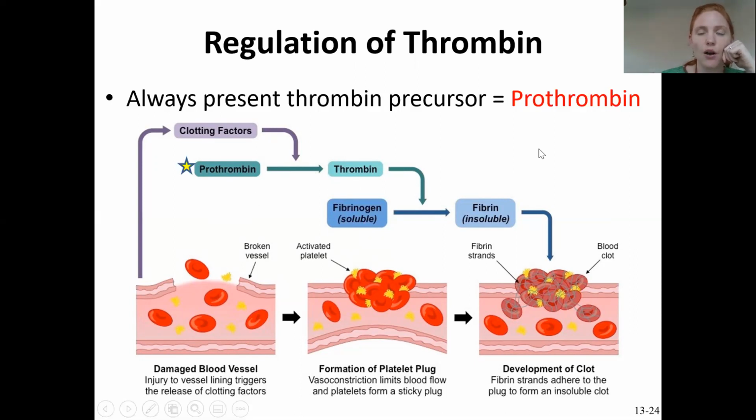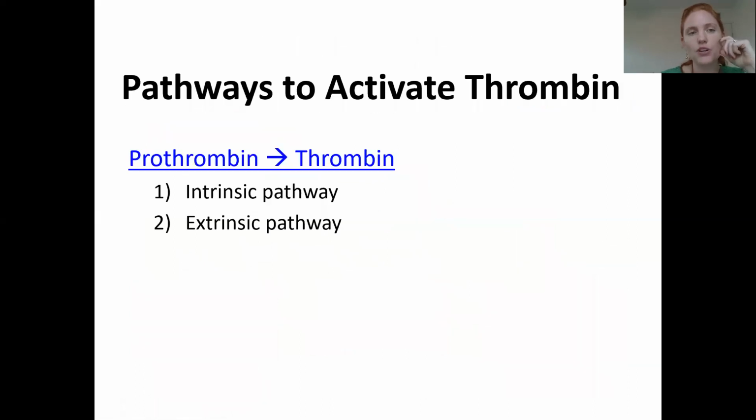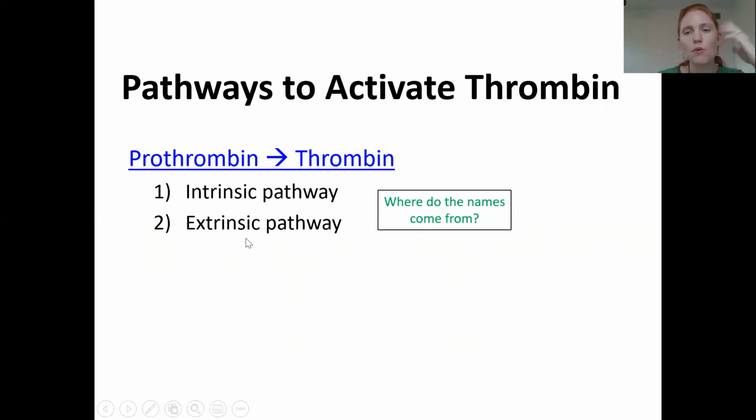Now, the way to activate prothrombin into thrombin, there are two pathways. They are called the intrinsic pathway and the extrinsic pathway. So what I want you thinking about is, where did those names come from? And hopefully that'll help remind you of how they work. But both of them, intrinsic and extrinsic, are related to converting prothrombin into thrombin so that you can activate the fibrin.